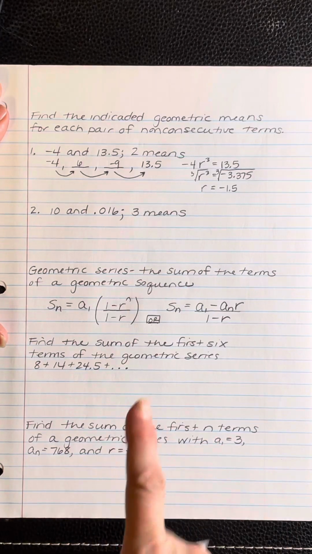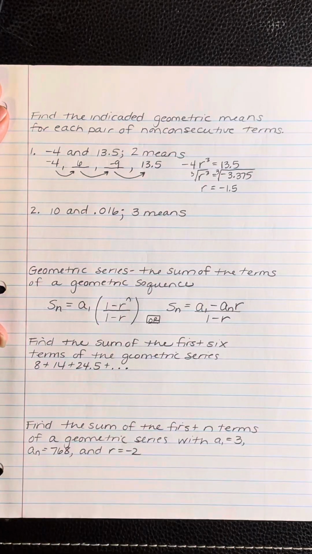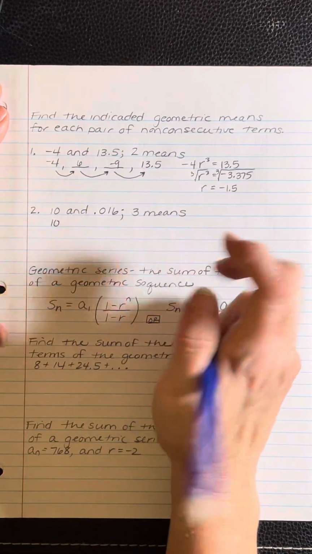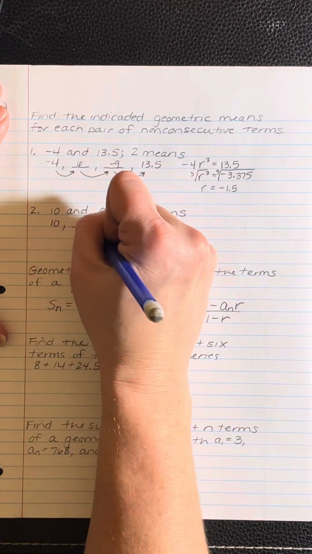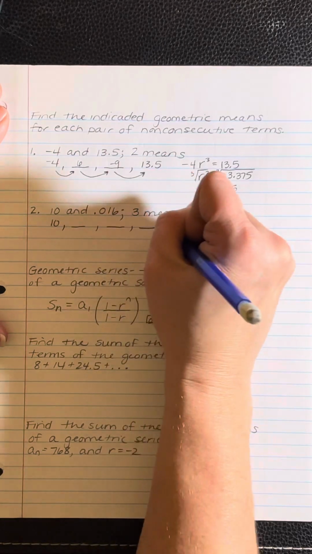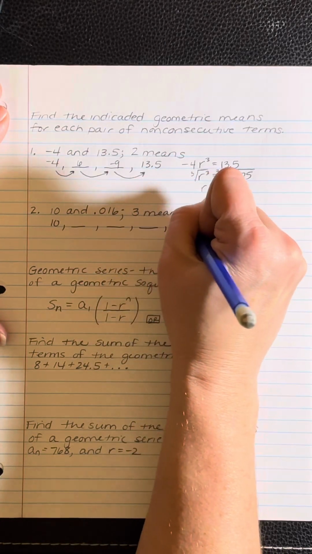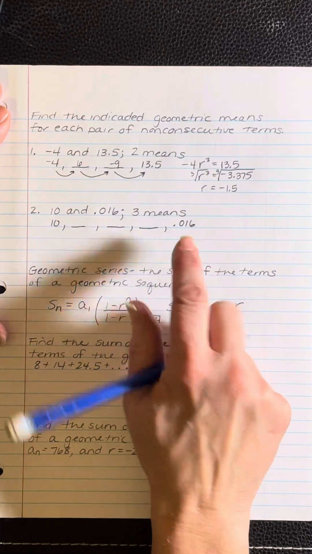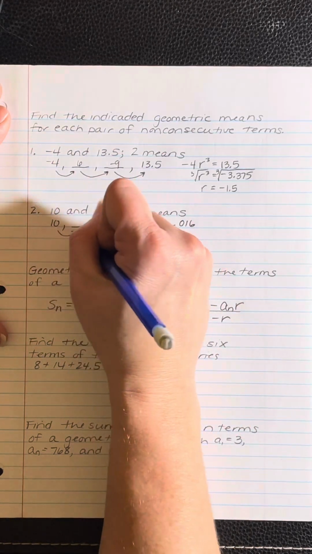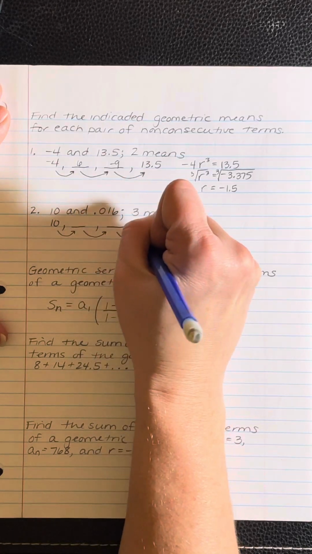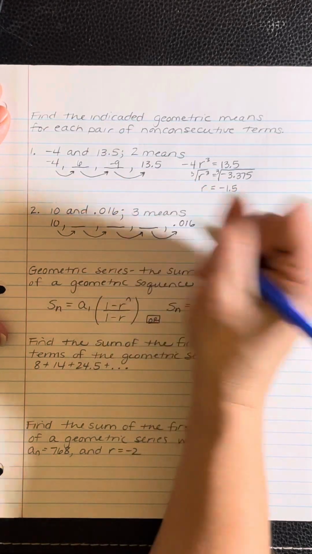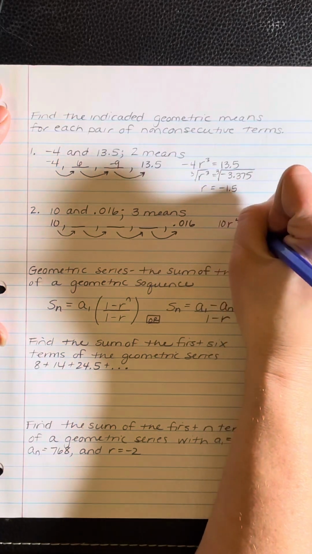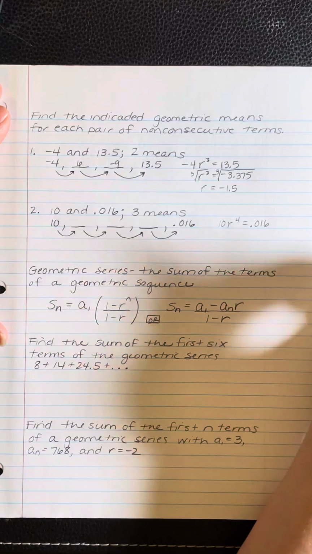So again, if you want to pause this and try this, or you just keep listening, it's up to you. But I have 10 and I have 3 means. So I'm going to have 1, 2, 3 numbers in between. 10 and 0.016. Okay. So I'm multiplying by r 1, 2, 3, 4 times. So 10 times r to the 4th is going to give me 0.016.